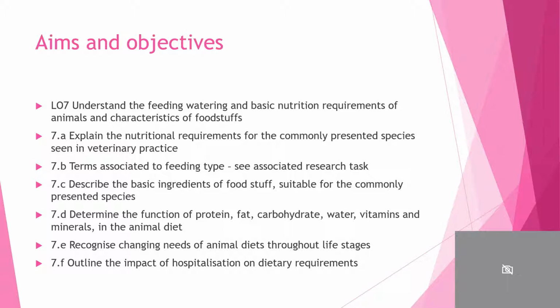Terms associated to feeding type, and there is an associated research task. Describe the basic ingredients of foodstuffs suitable for the commonly presented species. Determine the function of protein, fat, carbohydrates, water, vitamins and minerals in the animal diet. Recognise the changing needs of animal diets throughout life stages, and outline the impact of hospitalisation on dietary requirements. And that covers Learning Outcome 7, and that's 7A through to F.